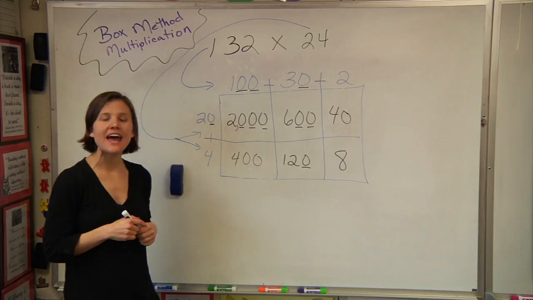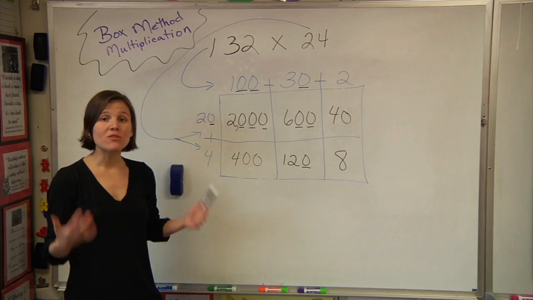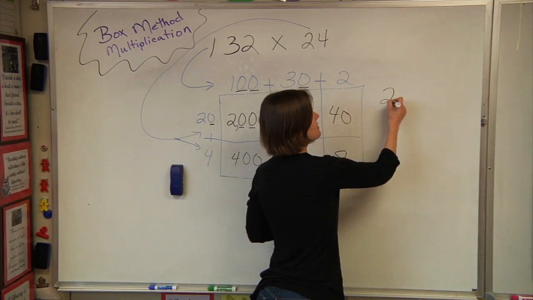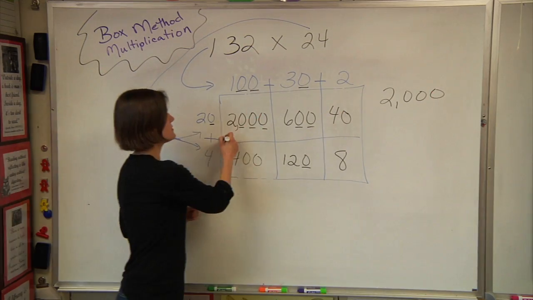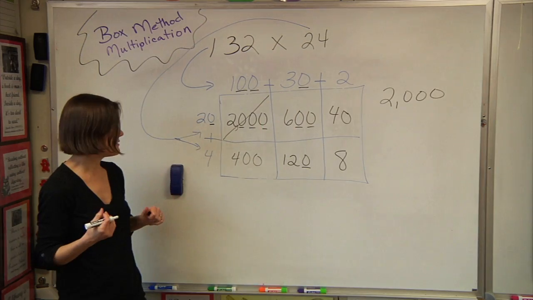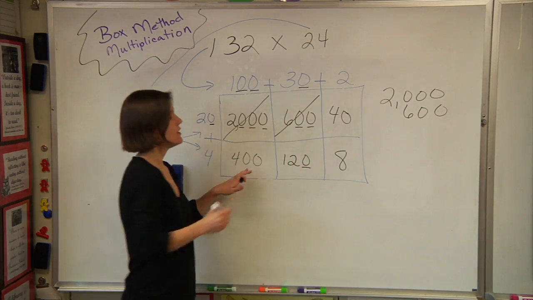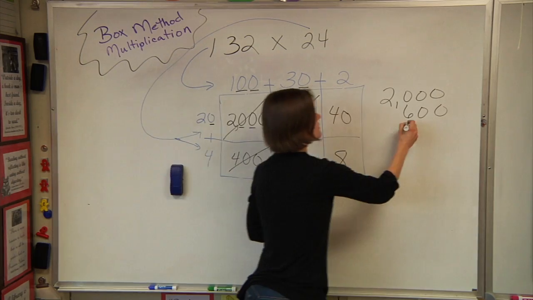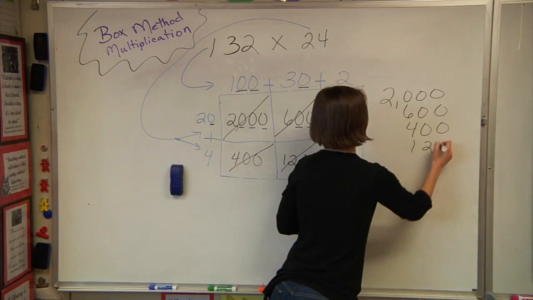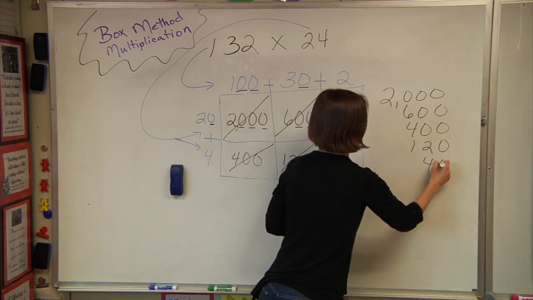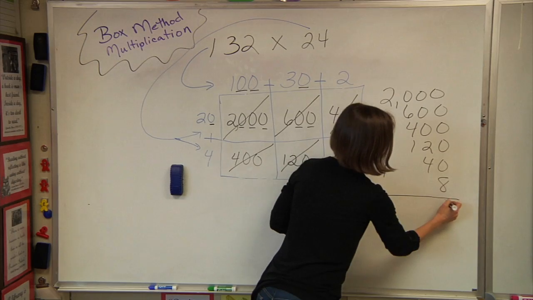Now to finish this up, we have to add all the smaller parts to figure out what our total product is. I always start with the largest one because that helps me line up my digits for adding. Once I write it down to add, I cross it off to let myself know that I've taken care of it. My next biggest number is 600. Cross that one off. 400 is the next biggest. After that, we've got 120. Then 40. Then 8. And I add to get my final answer.